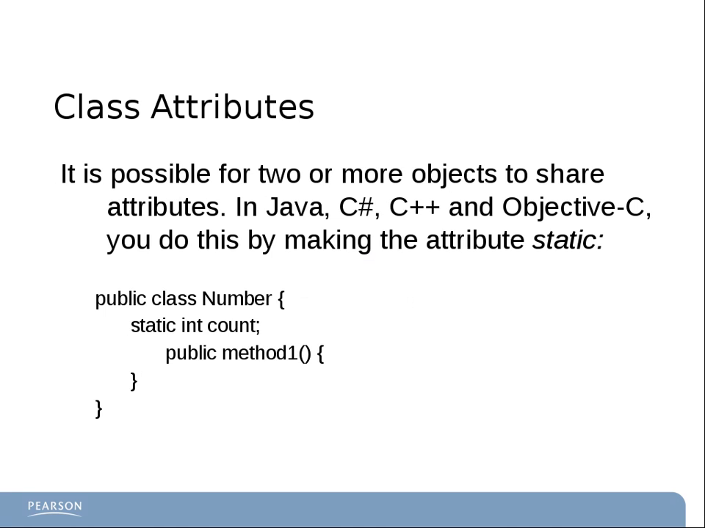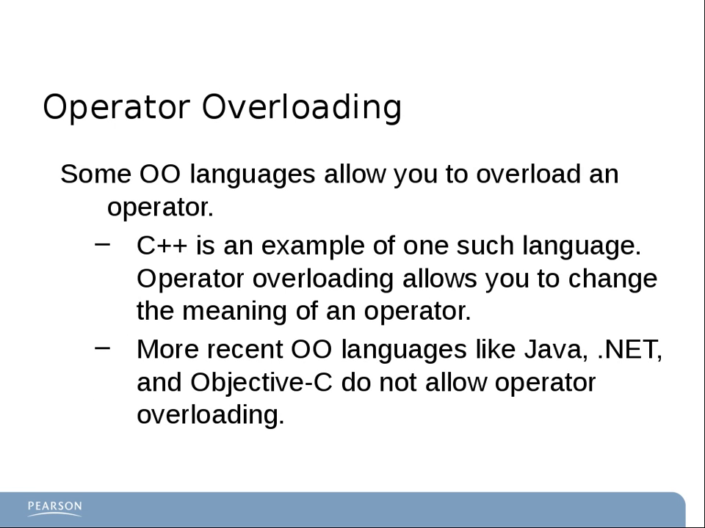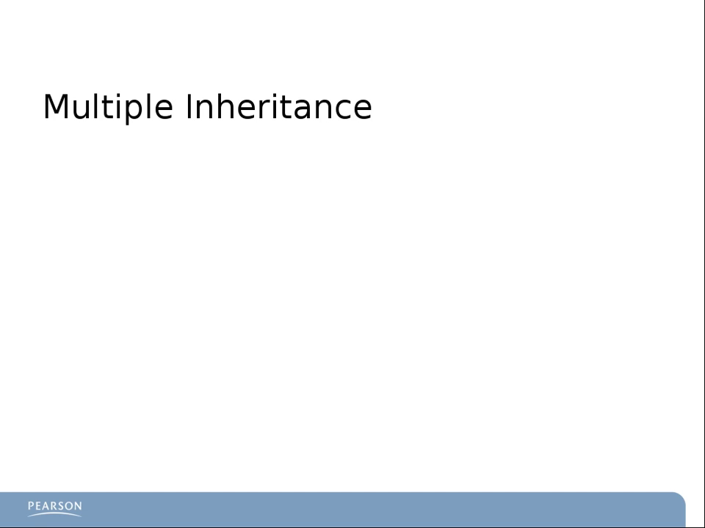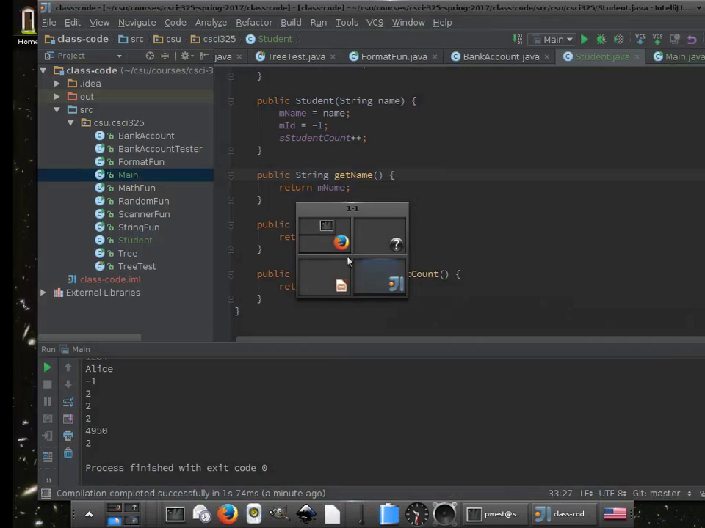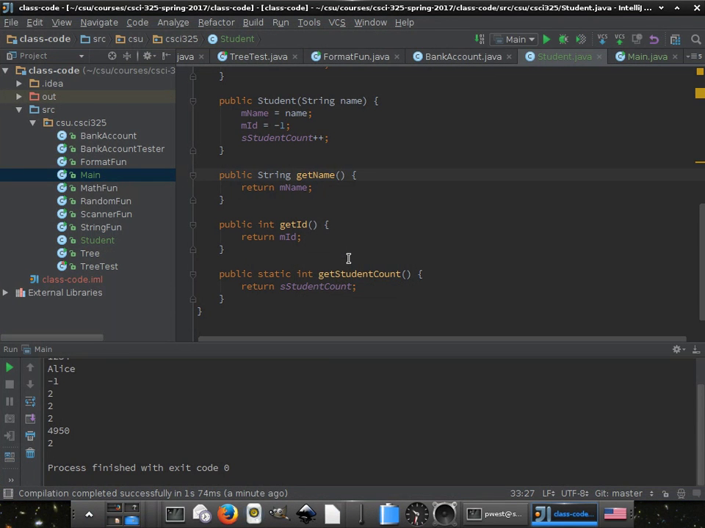All right. Class attributes, operator overloading. We can't do that in Java, so we're going to skip that. Multiple inheritance, we're going to talk about inheritance later. Object operations, we're going to get to that later. Good. Okay. Any questions on what I've covered so far?